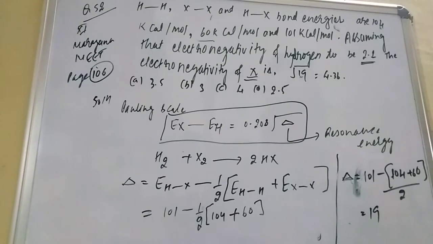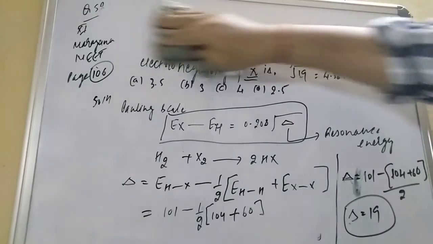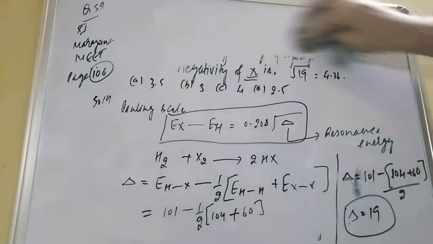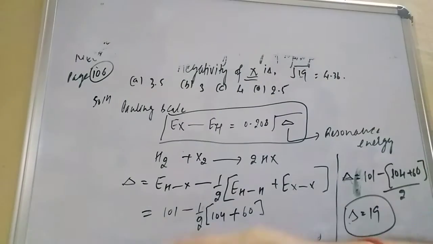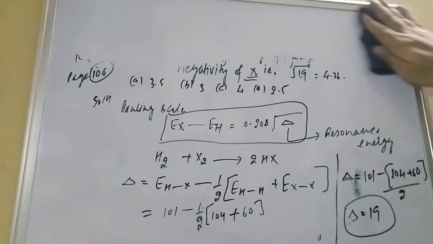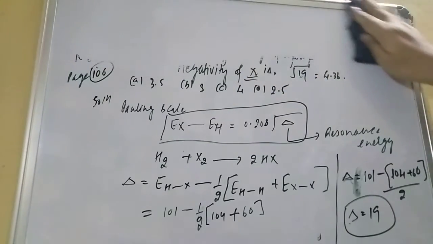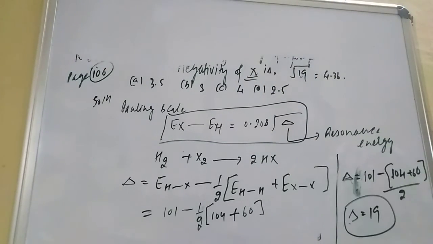60 divided by 2. If you divide from the formula, this 2 is there, and if you divide, it is coming 19. Okay, now what we can do, this delta value is 19, this value we can put here in the equation. So let us see what will happen if you are putting this delta value in the equation. So here I am erasing the question and I am not erasing the option only. This problem is from the Narayana book, page number 106, and question number 52.